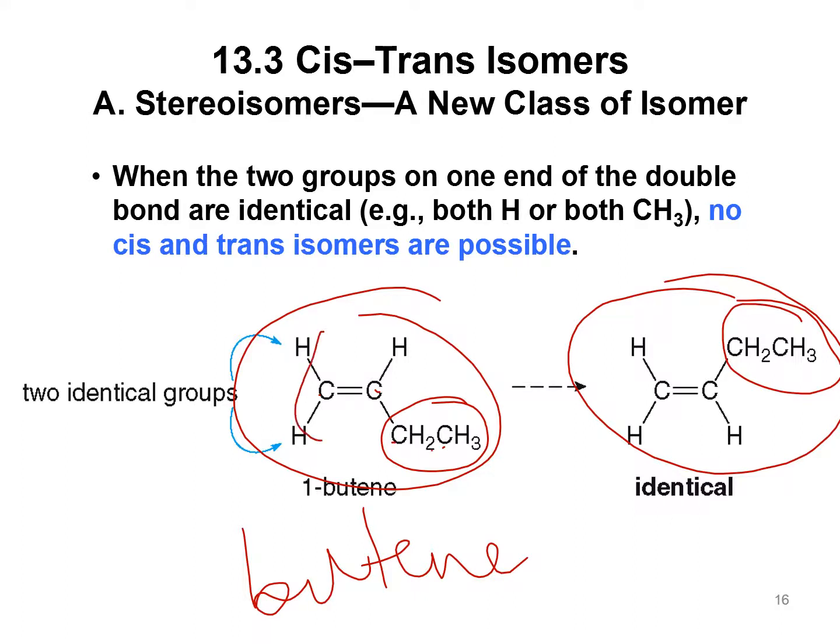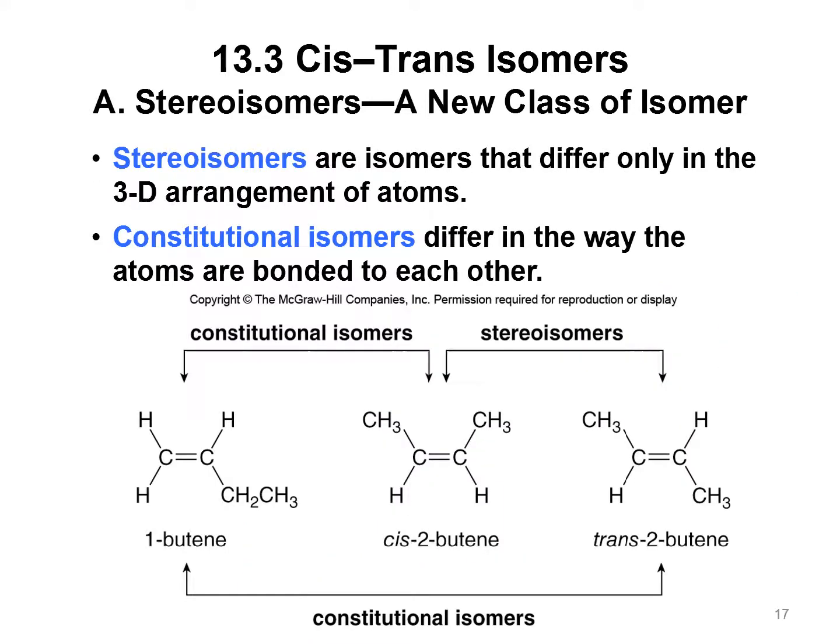These are identical on this side, and these are identical on this side. So now these two are the same. However, supposing you had a butene that was 1... notice that this is a butene too, because it's 1, 2, 3, 4 carbon atoms, so it's still a butene. And this one is 2.